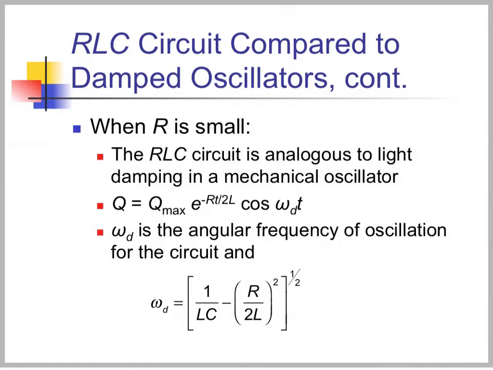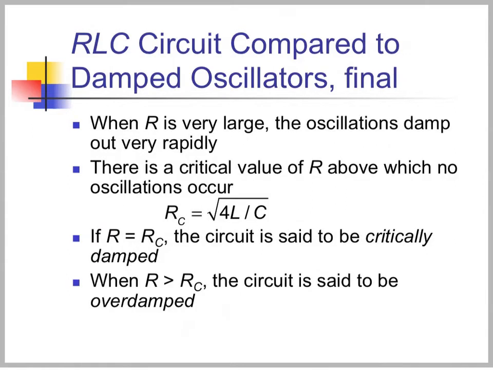Notice that as R goes to 0, the frequency is exactly the natural frequency of oscillation we talked about before. When R is very large, the oscillations damp out very rapidly. In fact, there's a critical value of R above which no oscillations occur, and that critical value is the square root of 4L over C. If R is equal to R_C, the circuit is said to be critically damped. When it's greater than R_C, the circuit is overdamped.